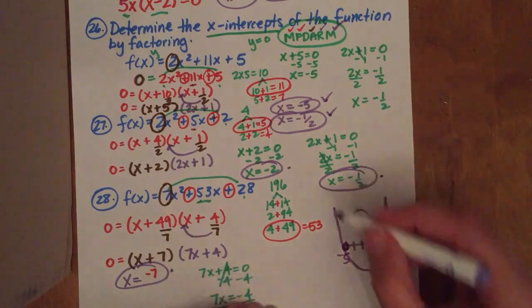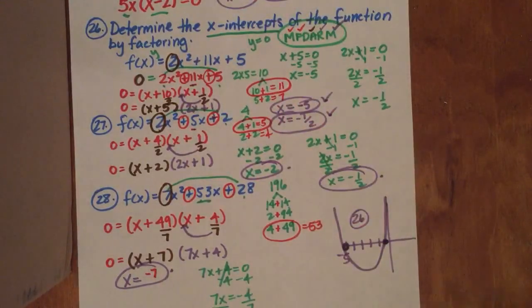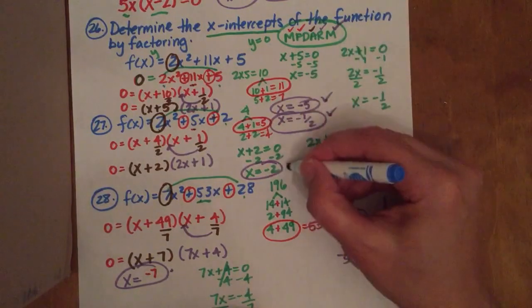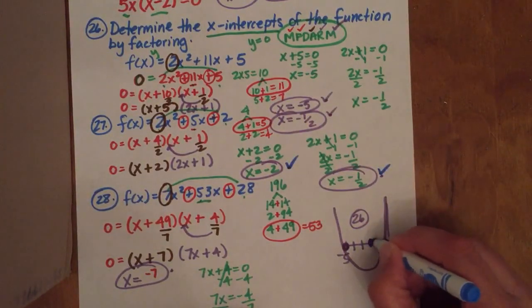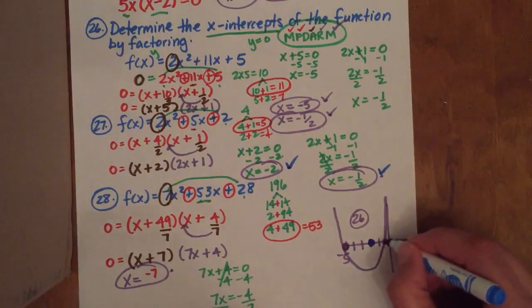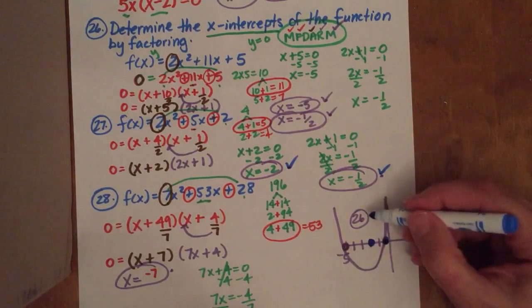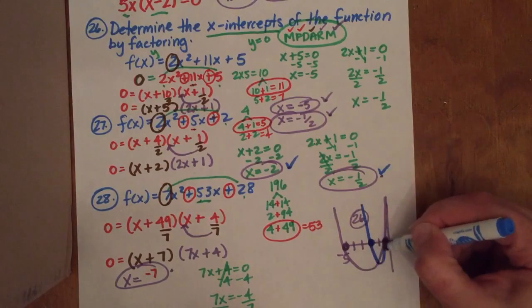If I were to graph number 27, and I'll just graph it on the same graph with a different color, number 27, my values were -2 and -1/2. So for number 27, I would have a root at -2 and a root at -1/2, and it would look something like this.